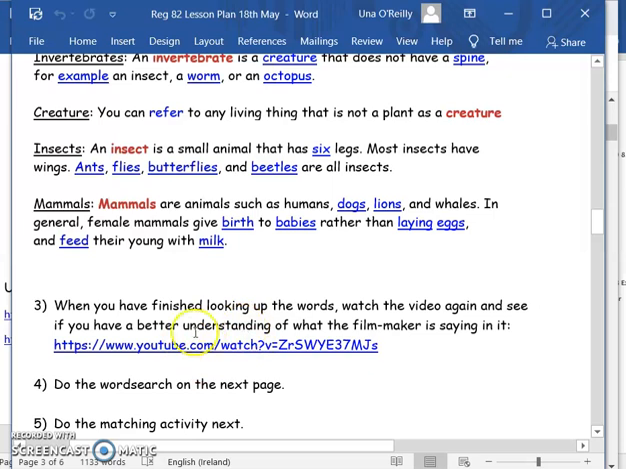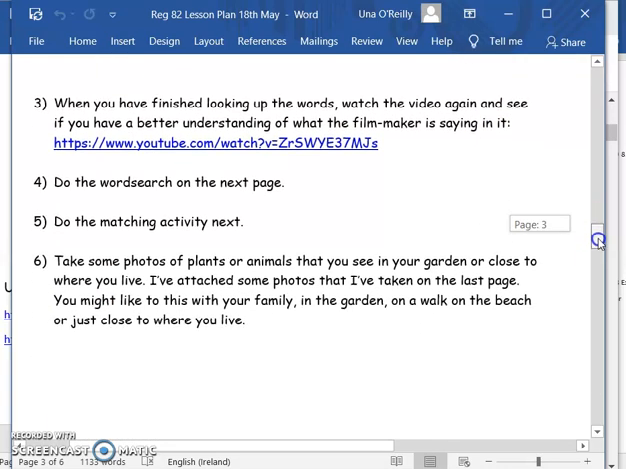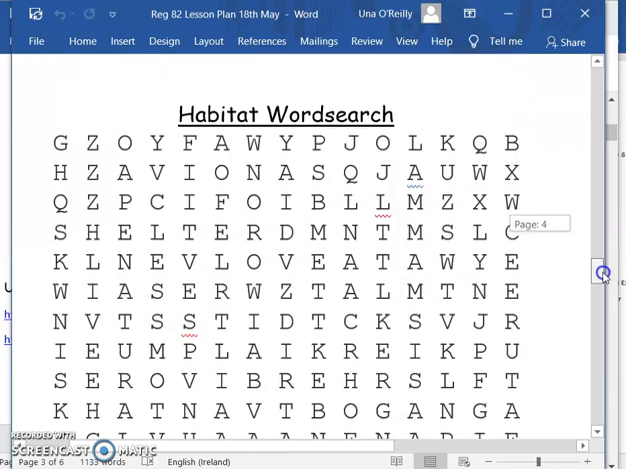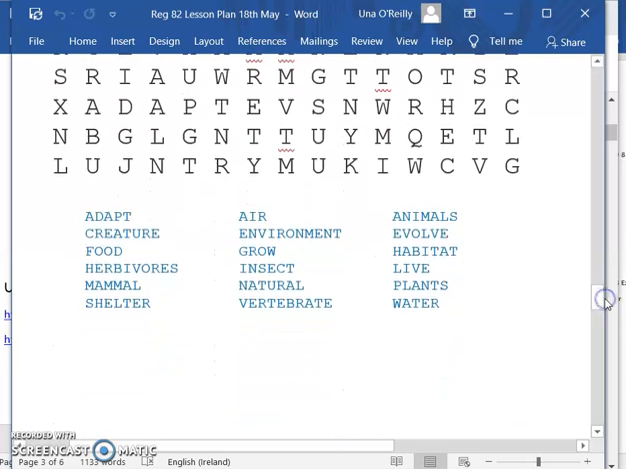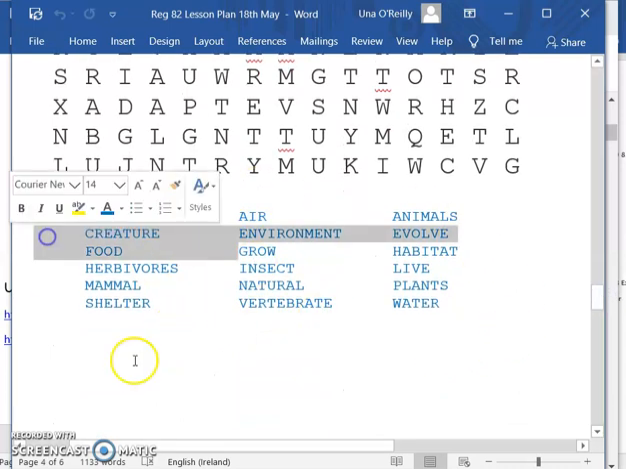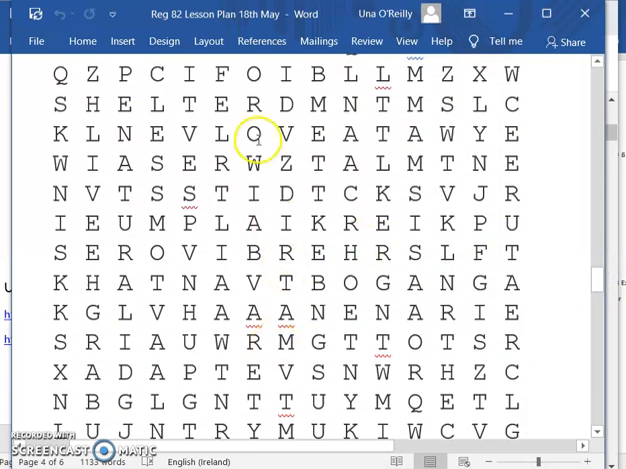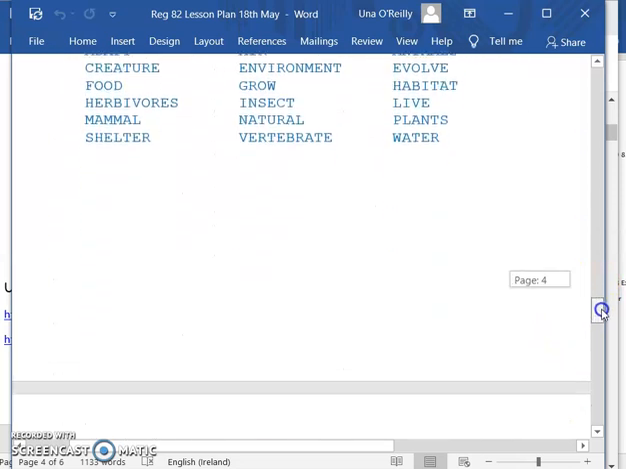When you've done it, watch the video again. This is the same video, and see if you have a better understanding of what the filmmaker is saying in it. Okay. The next thing that I'd like you to do is the word search on the next page, and it's all those words that we were talking about there. Okay, so this will just help with the spelling of them and help you to recognize the words when you see them again. Okay, they can go up, down, across, diagonally. Okay, so have a look for those there.